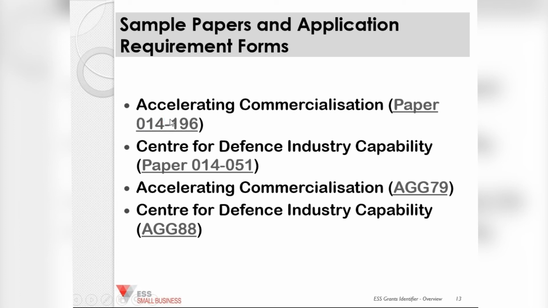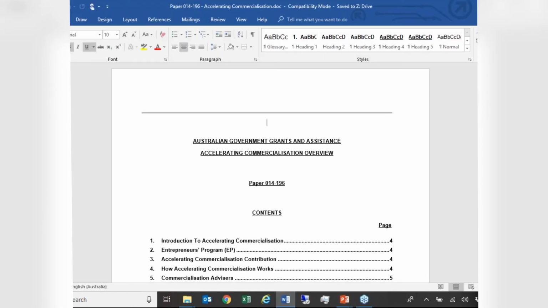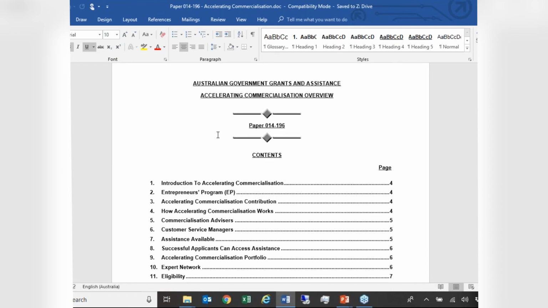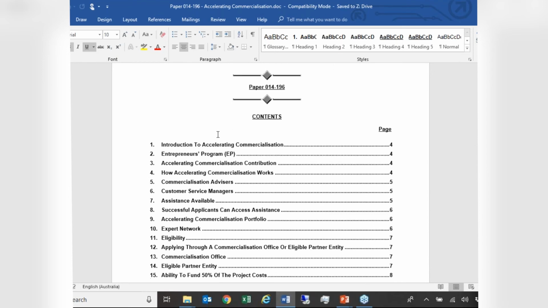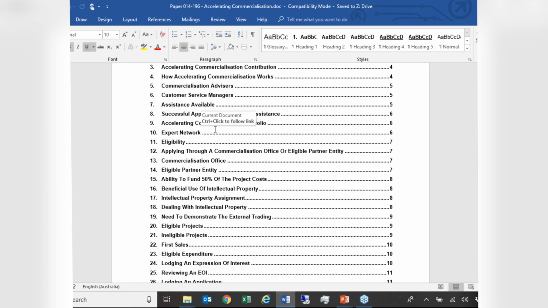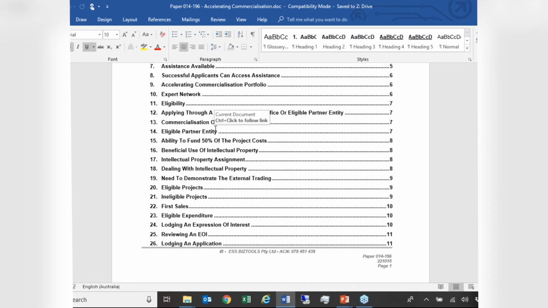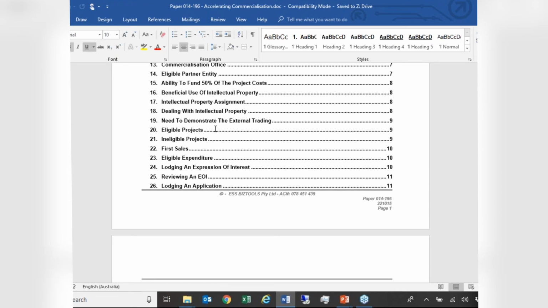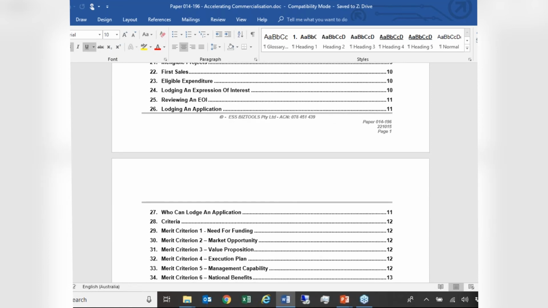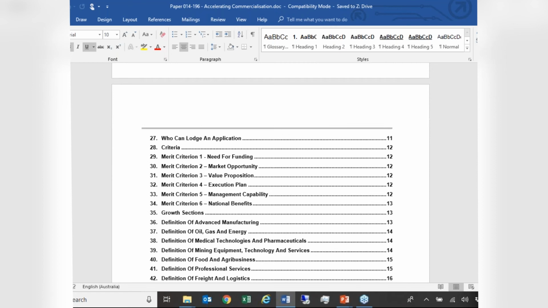So I'm calling up now paper 014196, which is the paper that we have written on accelerating commercialization. Now, this is a big grant. You might recall this is the one for up to $1 million on a 50% government funding basis, which obviously means that $2 million worth of work could be undertaken. The average grant is around $350,000, which means $700,000 worth of work.